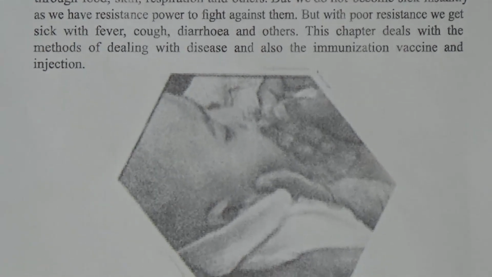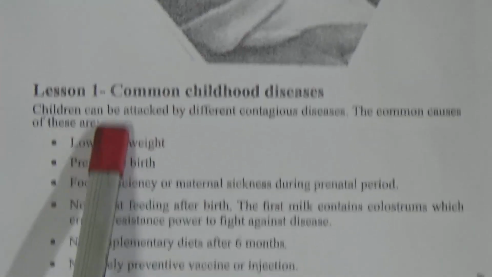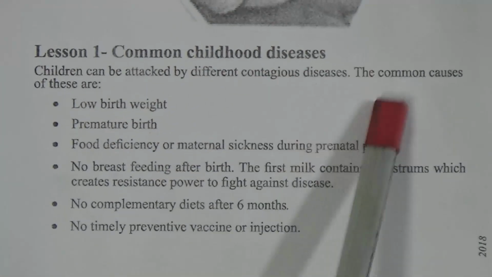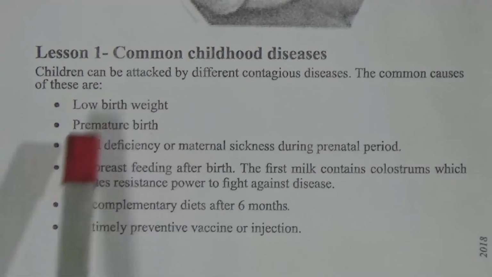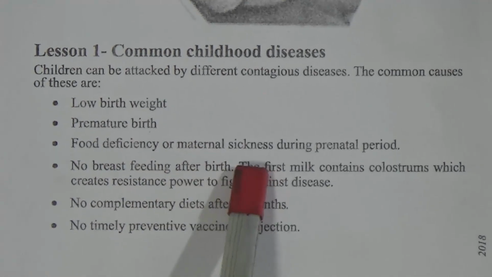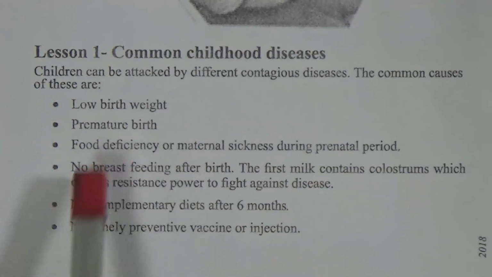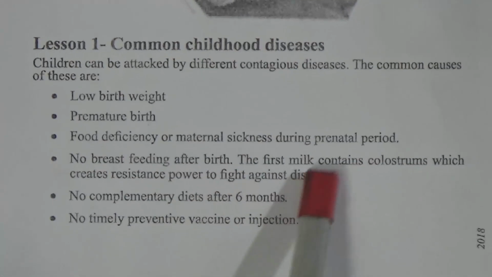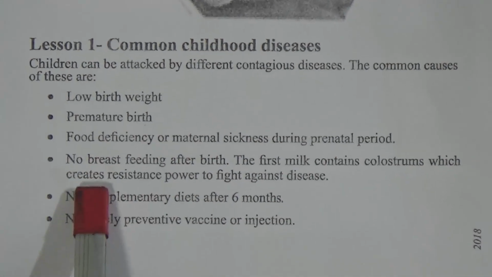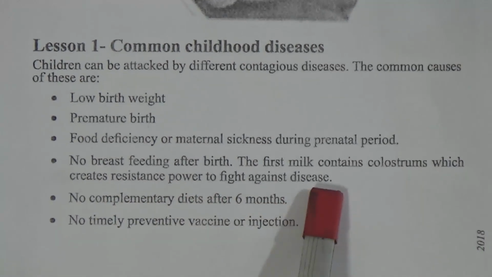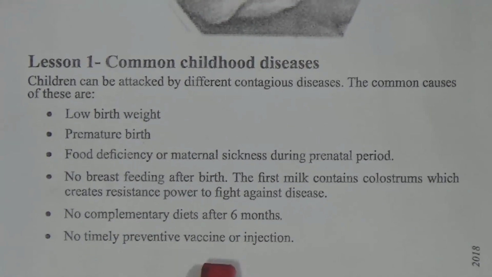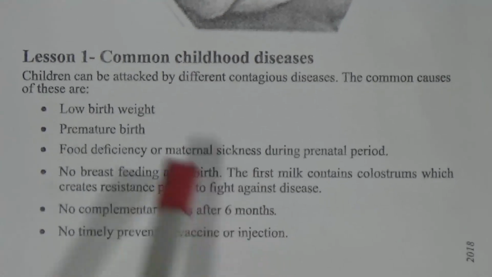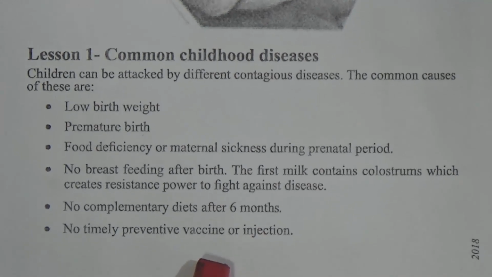Now come to lesson 1, common childhood disease. Children can be attacked by different contagious diseases. The common causes of these are low birth weight, premature birth, food deficiency, or maternal sickness during the prenatal period. No breastfeeding after birth. The first milk contains colostrum, which creates resistance power to fight against disease. No complementary diet after 6 months. No timely preventive vaccine or injection. So for these reasons, children suffer from various kinds of diseases.